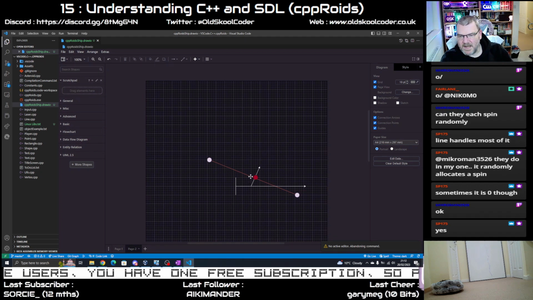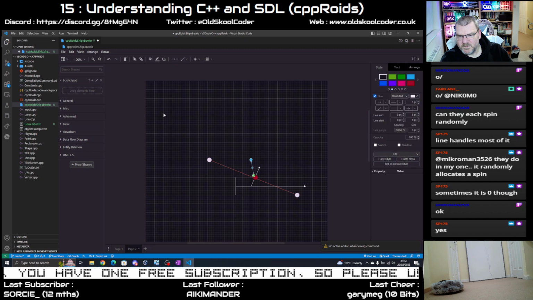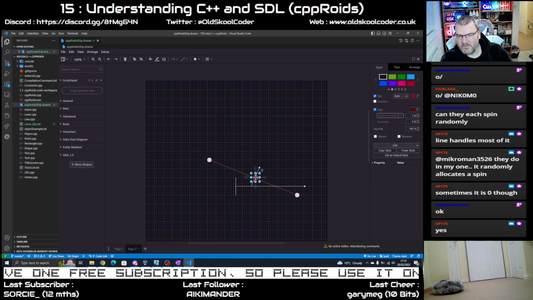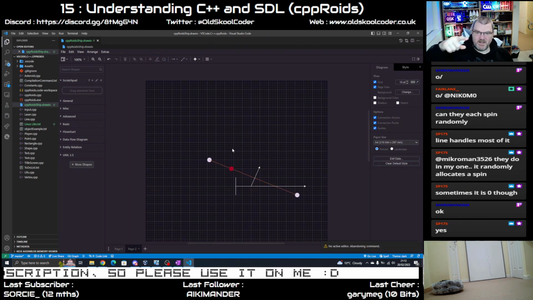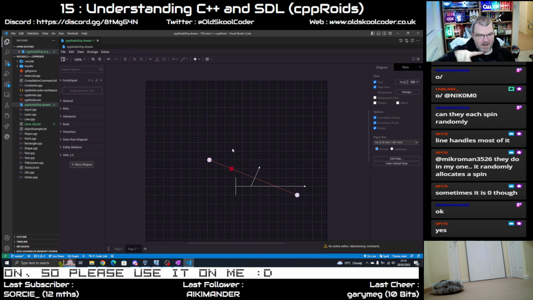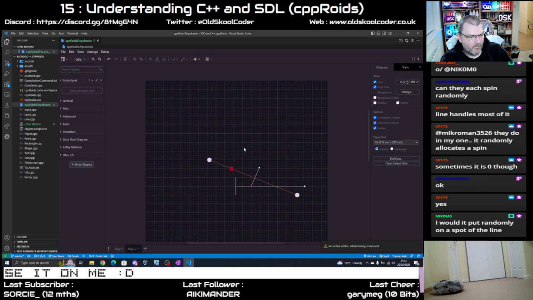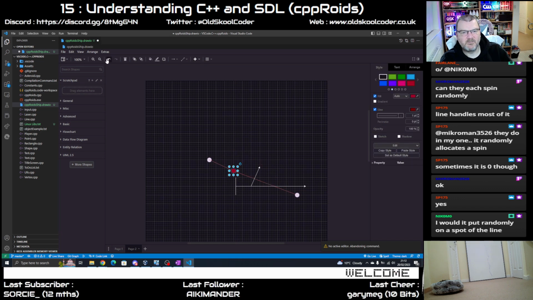So we could have it pivoting there. You could have it pivoting there, so the short end would be spinning round, and then the big one would be having a big arc, yeah? Yes, well this is what I was thinking, Nakomo. This is what I was thinking, that we could randomly put the pivot point along this line, yeah? Along the line.